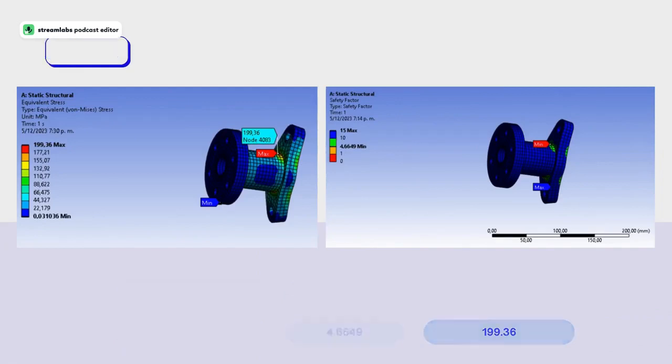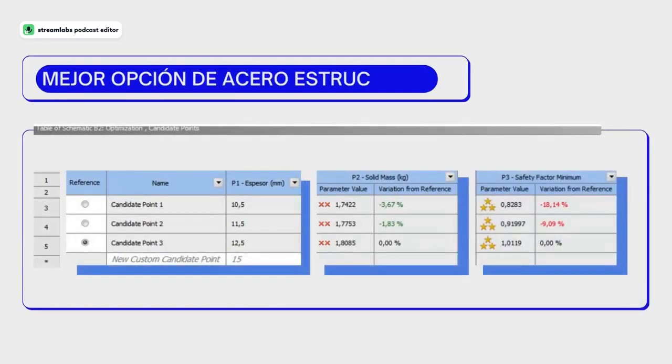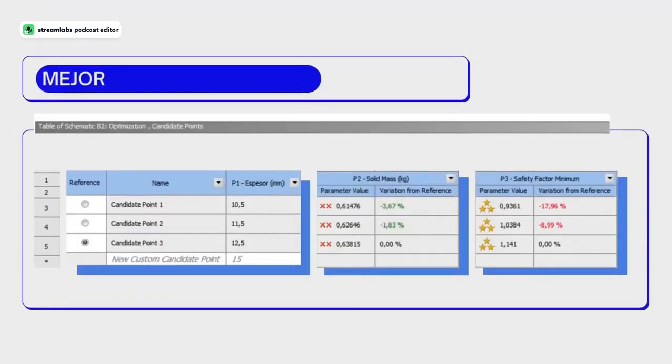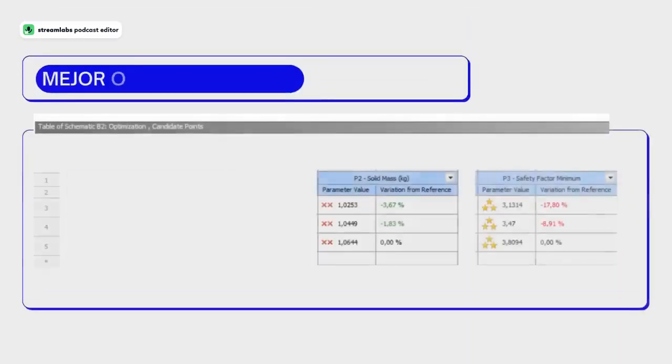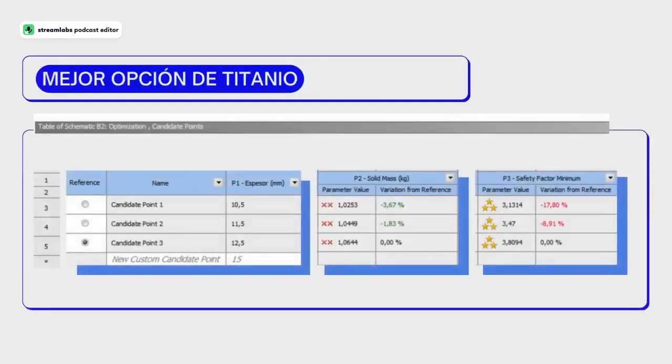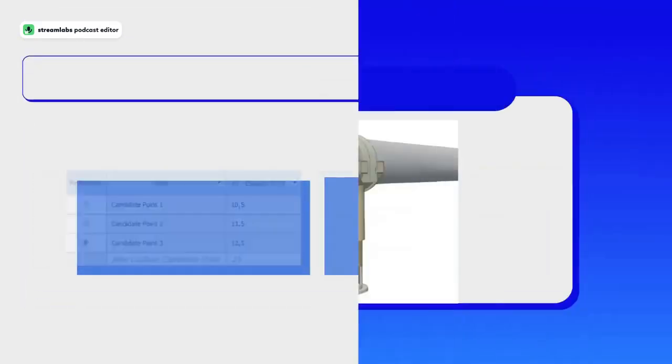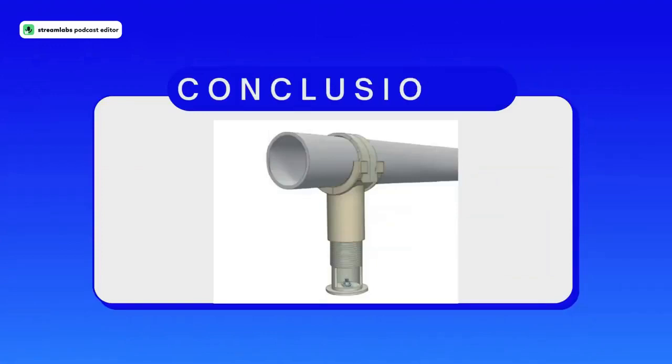The best option according to ANSYS for aluminum, titanium and structural steel is option number 3, which has a thickness of 12.5 millimeters. Each one has a mass and a safety factor equivalent to it. According to the results, comparing the three materials, the best is titanium, since it generates the best safety factor. However, it is the most expensive, therefore in terms of cost-benefit, the best is aluminum.